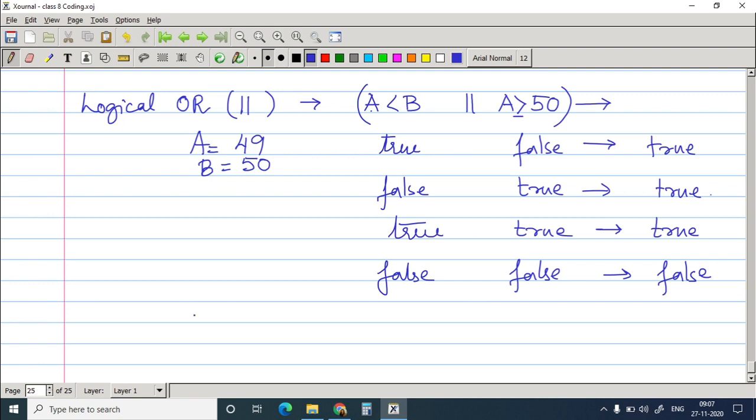Suppose instead of two operations over here, I have three operations. If it is true, true, true, then it will give true. If it is false, false, false, then only it will give false. But if any one of the three is true, then the answer will be true. One can be true, two can be true, three can be true, but at least a minimum of one true must be present for the final output to be true.